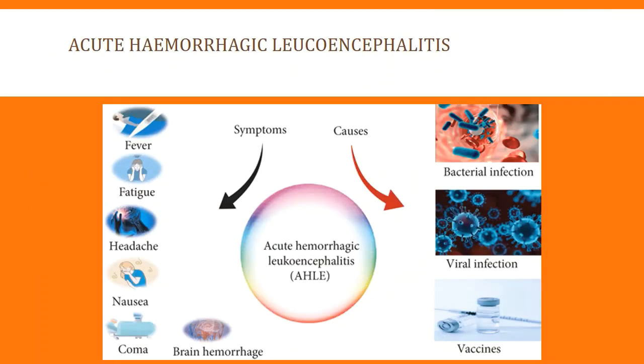Now, what is acute hemorrhagic leukoencephalitis? Now, this basically precipitates due to bacterial or viral infections, or it may be due to some vaccine exposure. Symptoms include fever, fatigue, headache, nausea, coma, and brain hemorrhage.